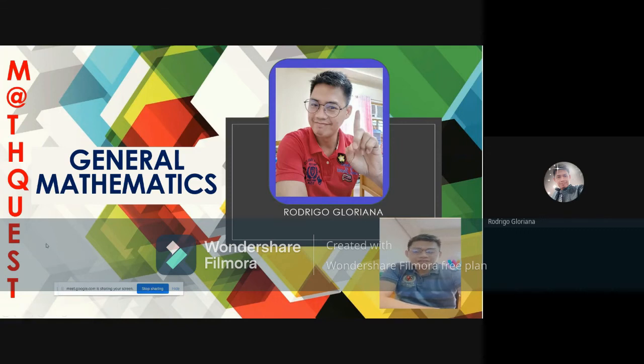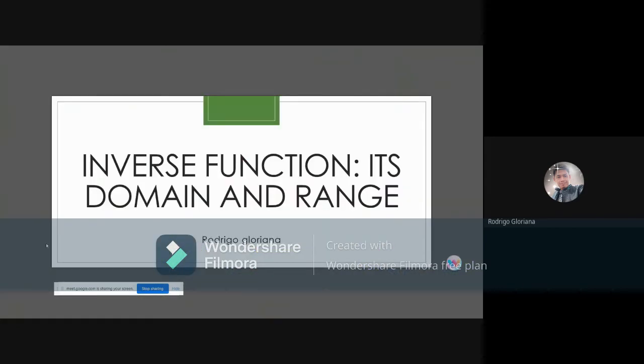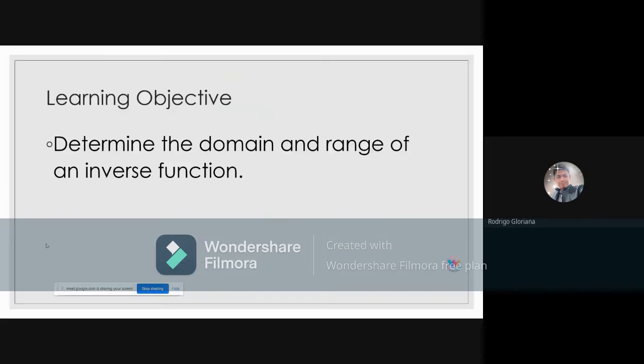Let's proceed to our learning journey. At this point, we will now proceed to inverse function pertaining to domain and range. So our learning objective: you are able to determine the domain and range of an inverse function.